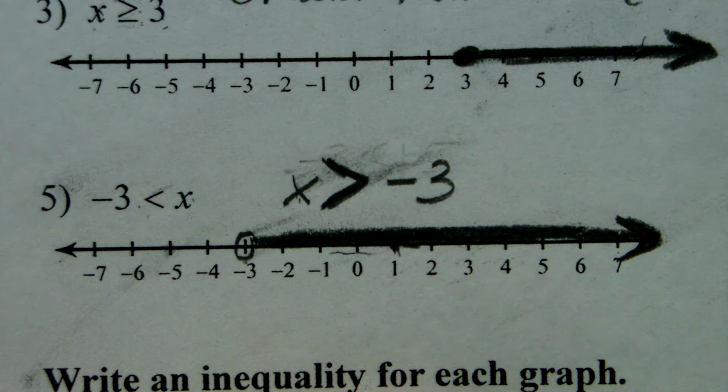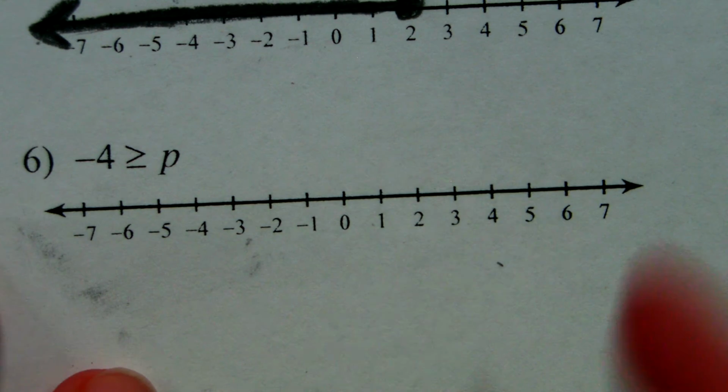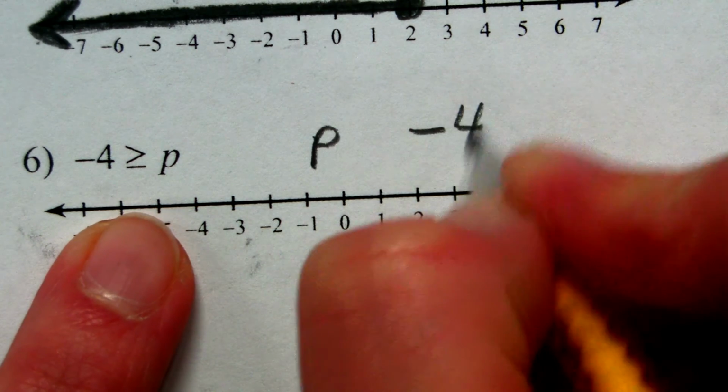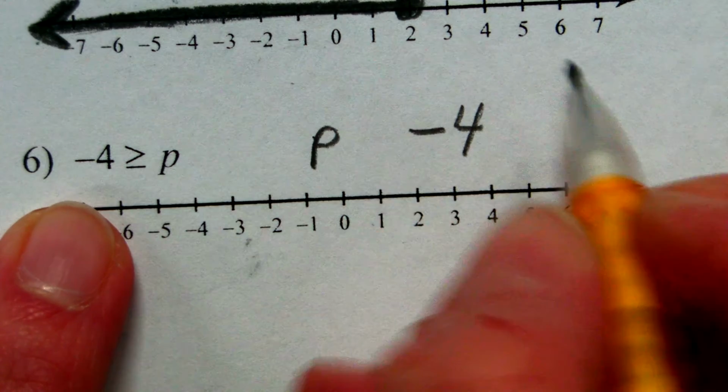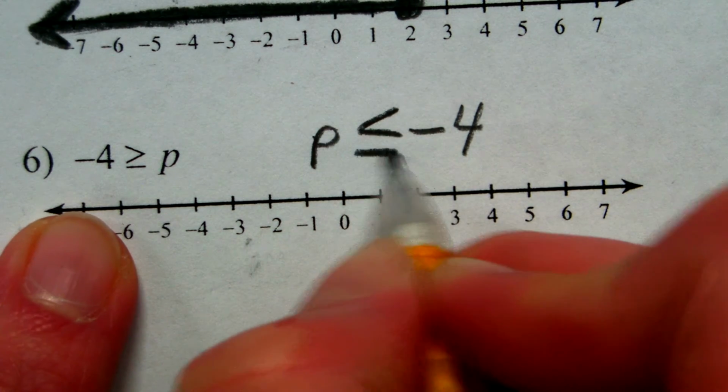Okay, so let's take a look at number 6. Let's try turning it around this time. So let's put p on the left and -4 on the right. And the alligator is eating the -4. So I'm going to turn that around. And then we keep the equal to symbol there.